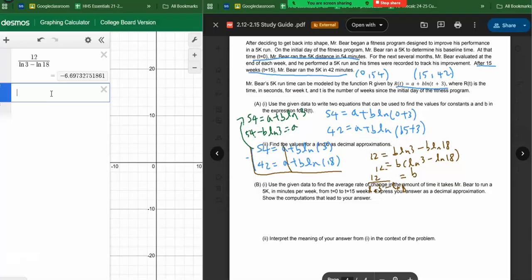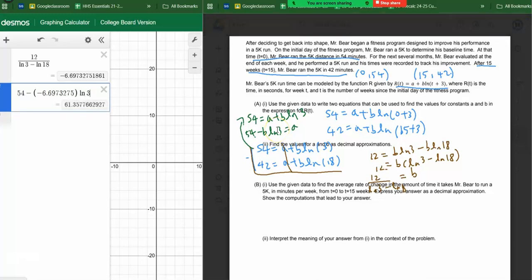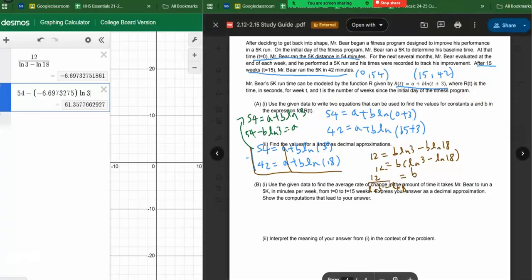Hold on, time out. Oh, this is not like my calculator. Okay, 54 minus parentheses. That's your b value, negative 6 point, be careful, those are double negatives, 6, 9, 7, 3, 2, 7, 5. That's good enough, right? Okay, times what? Natural log of 3. That's your a value. Whew. So we're going to write down a and b. Honestly, if you have your calculator, you're least likely to do it this way.